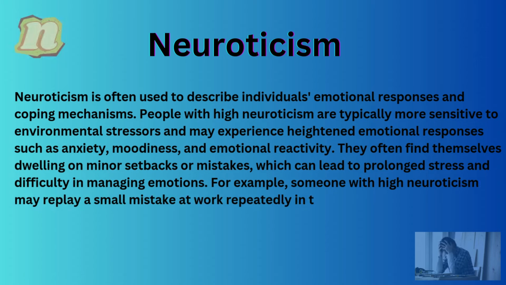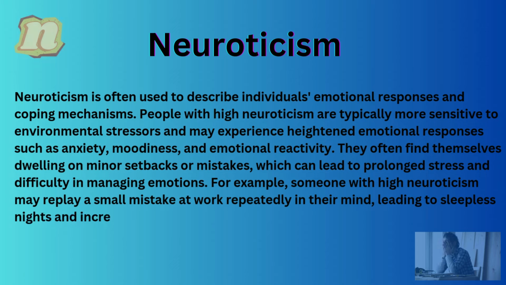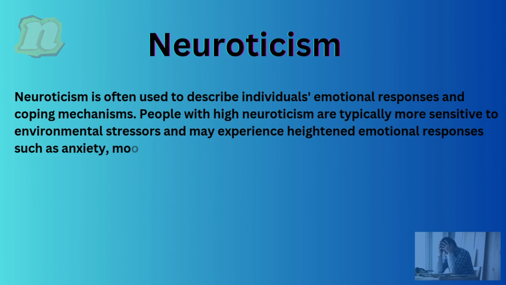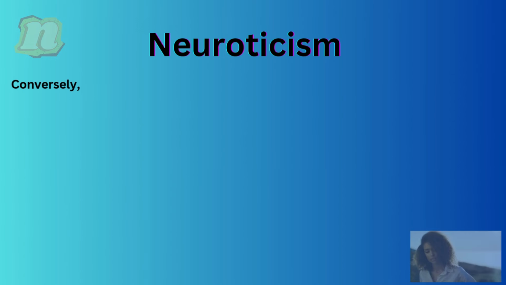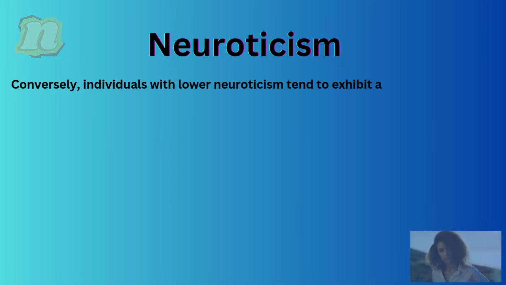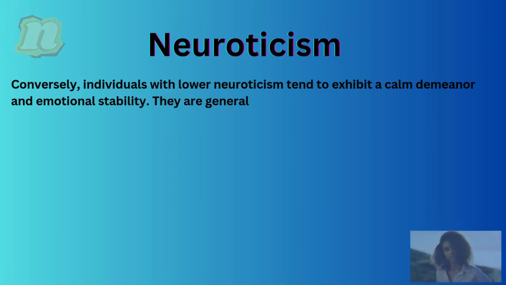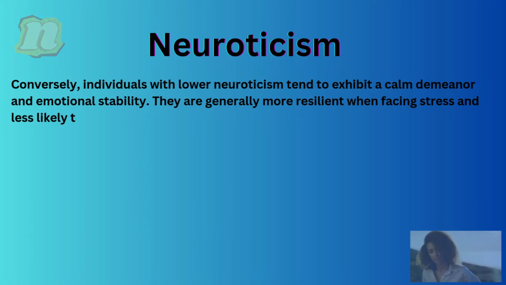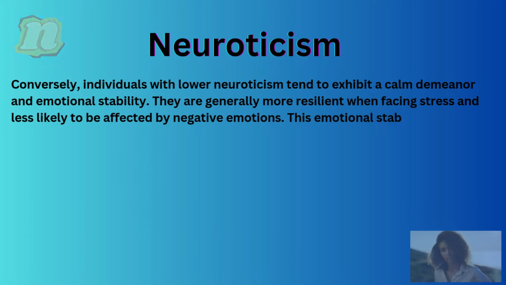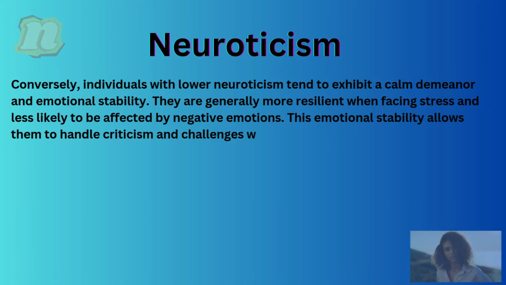For example, someone with neuroticism may replay a small mistake at work repeatedly in their mind, leading to sleepless nights and increased anxiety. Conversely, individuals with lower neuroticism tend to exhibit a calm demeanor and emotional stability. They are generally more resilient when facing stress and less likely to be affected by negative emotions.